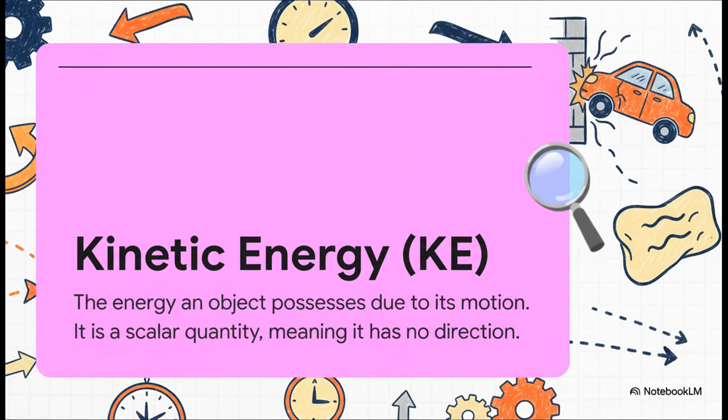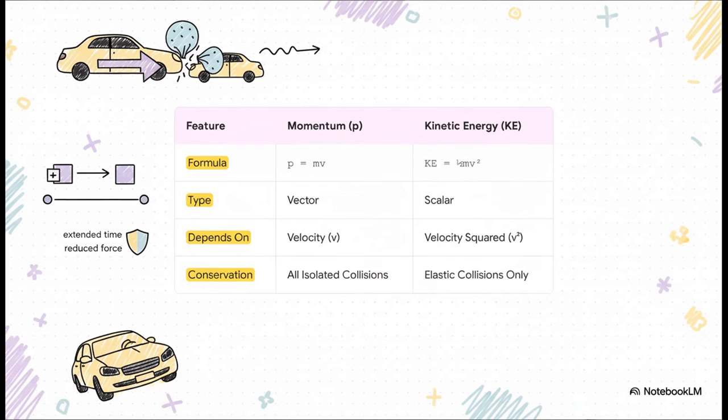Unlike momentum, kinetic energy is a scalar. That means it has no direction, just an amount. It's really a measure of how much work or damage an object can do just because it's moving. This table lays out all the differences perfectly. Just look at the formulas. Kinetic energy depends on velocity squared. This is a really big deal. If you double an object's speed, you double its momentum, sure, but you quadruple its kinetic energy.